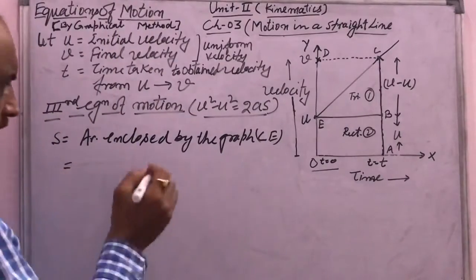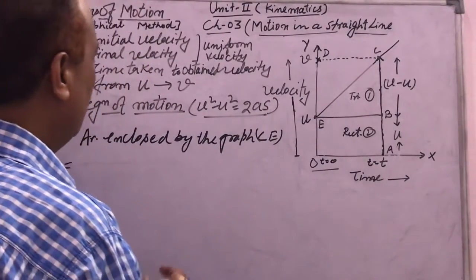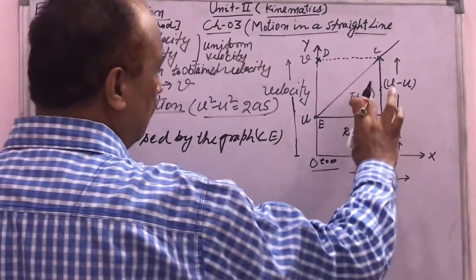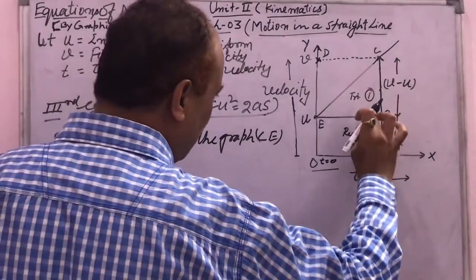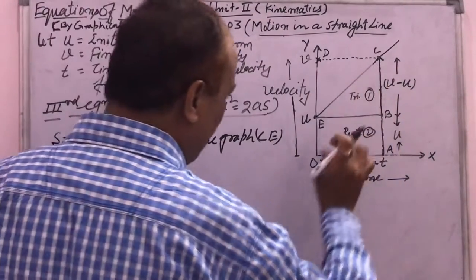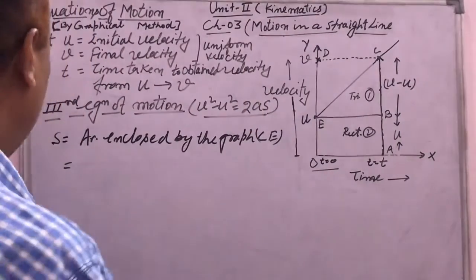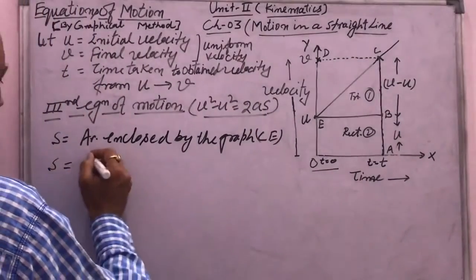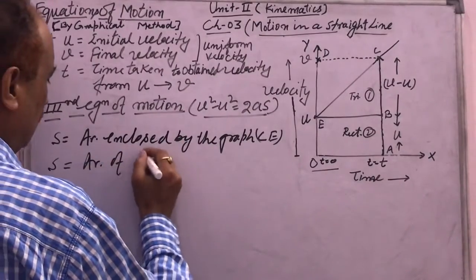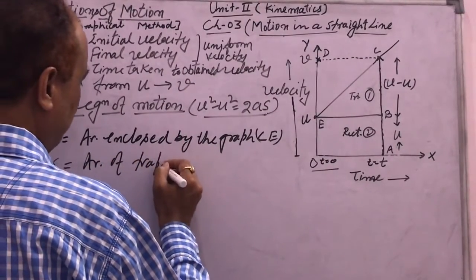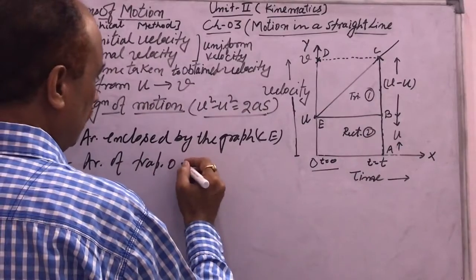So in that way we have to find out the area enclosed by the graph by taking the two diagrams collectively. When we join these two diagrams together, it is the shape of a trapezium. Now we have to find out the area of the trapezium, that is OACEO.